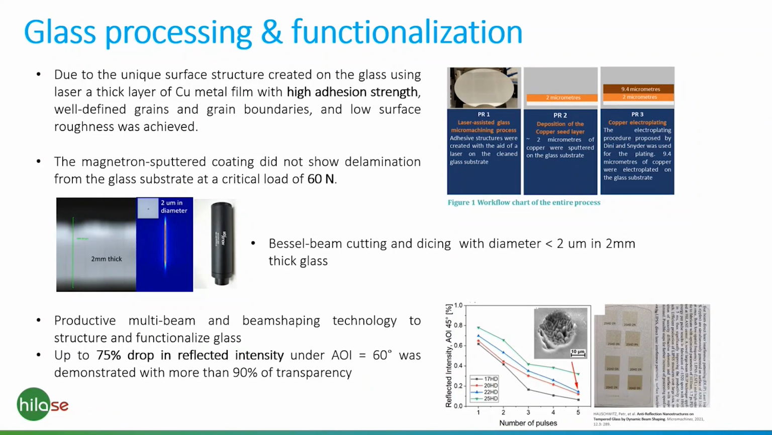Or we are cooperating with company HolOr, which is producing diffractive elements. In this case, we were testing their diffractive vessel beam objectives, which can reach 2 micrometer in diameter with depth of focus above 2 millimeter. So we were able to structure and cut glass with very tiny diameter. Or we showed that with some sub-wavelength structure, we can tune the reflectivity of glass with nice transparency.